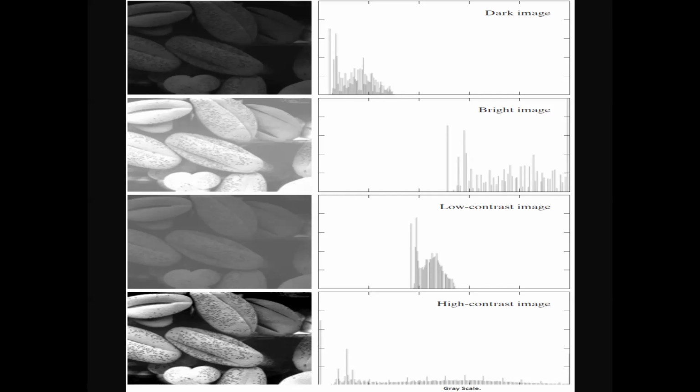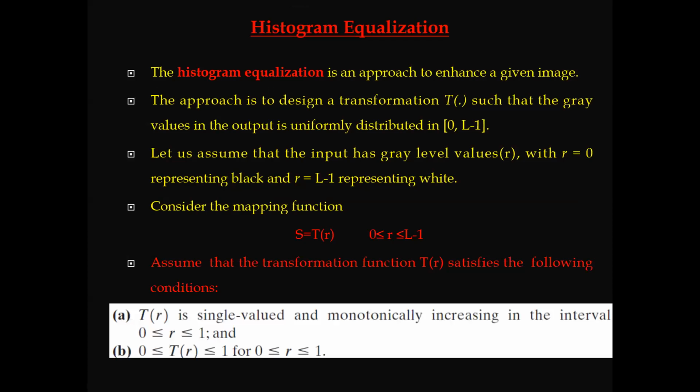Okay. So for a dark image, the histogram is present on the left side of the grayscale. For a bright image, the histogram is present on the right side of the grayscale. For a low contrast image, the histogram is present in the middle of the grayscale. For the high contrast image, the histogram is spread over the entire range of the grayscale. Here the grayscale range is 0 to L minus 1 for an image.